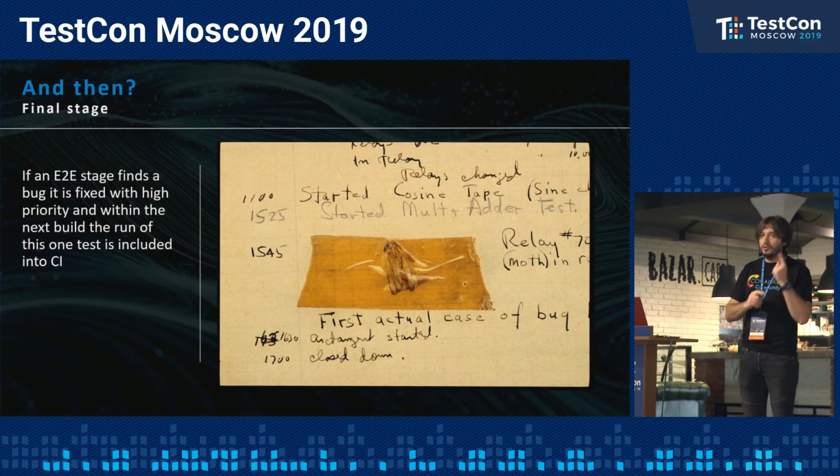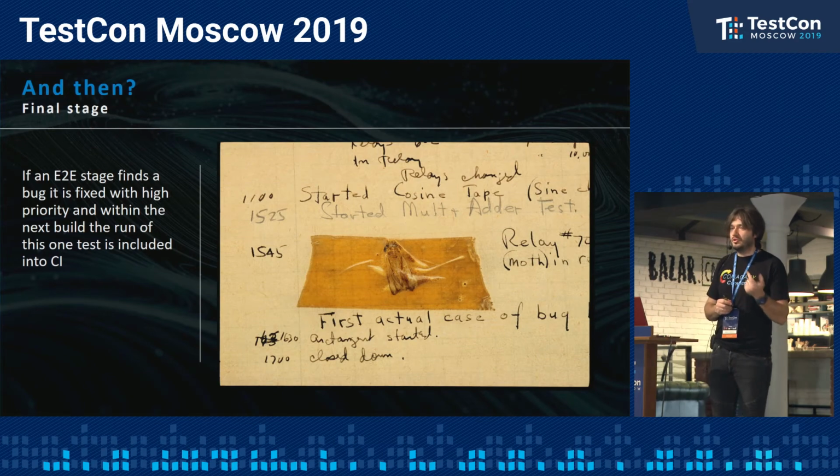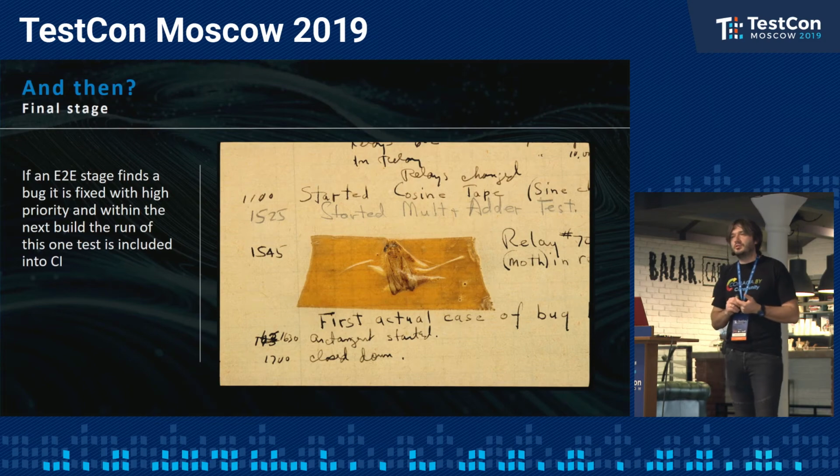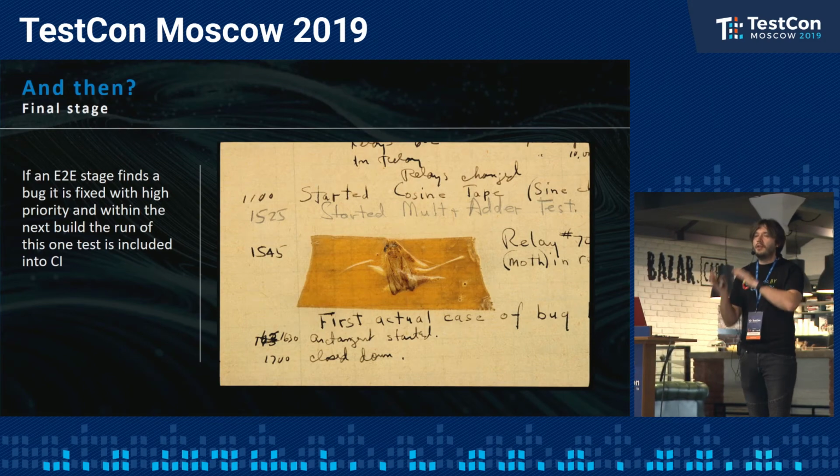Local integration tests are run, and then also this one test that had identified the bug is run. Ideally, the picture looks that way.